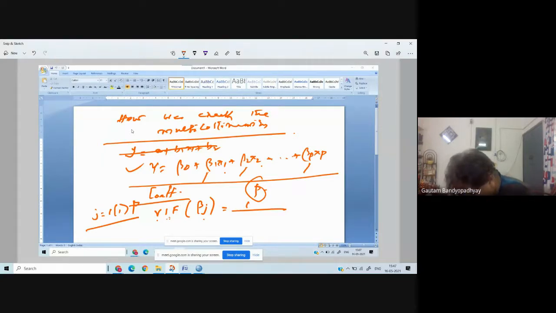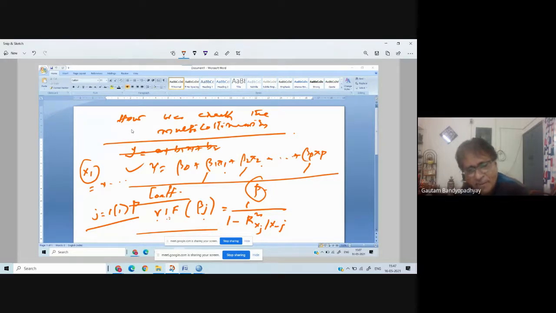This is a very, very interesting formula: 1 over 1 minus R square of xj given x minus j. We write this notation, and it is a very important notation. What is the meaning of this? When you calculate the VIF, x1 is on the left hand side and all other variables are on the right hand side. So naturally, the independent variable xj depends on x minus j. X minus j means excluding the jth variable. Suppose you take j equal to 1, then this is 1 and this is minus 1, meaning all variables other than 1. That is a beautiful notation for this.